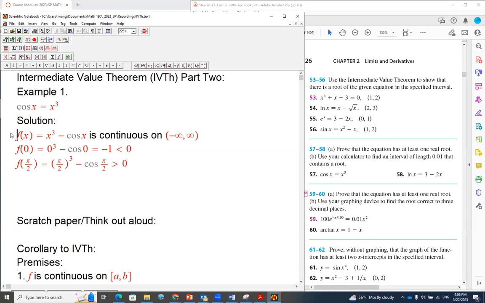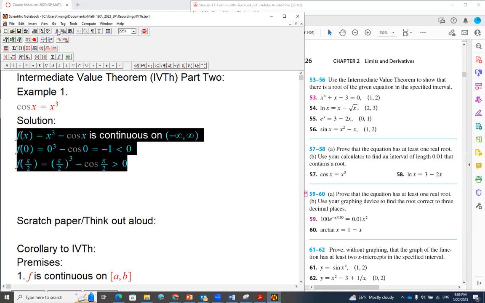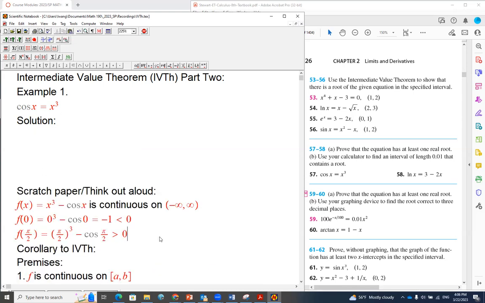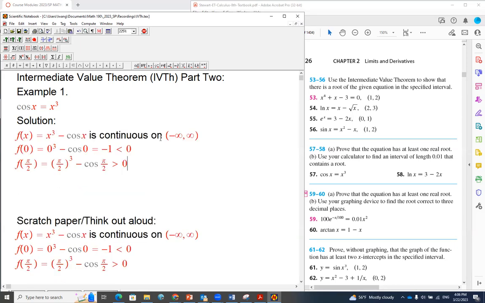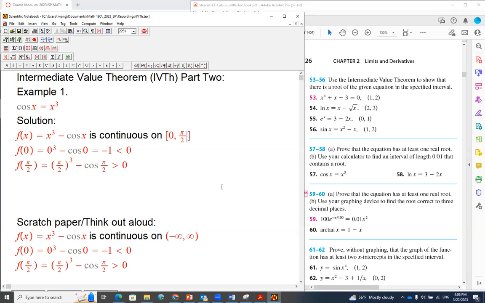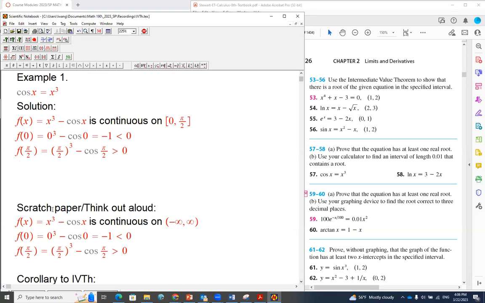What I did, suppose all of these are on scratch paper. When I show the work, it is continuous on a closed interval, and I already found that interval, which is 0 to pi over 2. You can do whatever on your scratch paper, but when you present your work, you want it to be nice and clean. So f of 0 equals a negative number. F of pi over 2 is a positive number, so we found the interval.